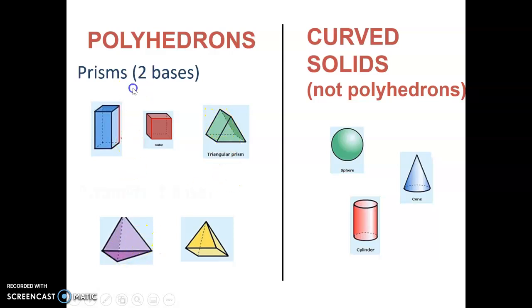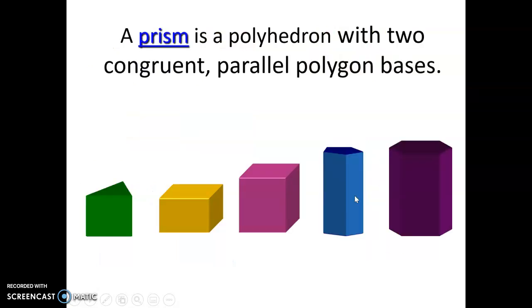Now we have prisms, and other polyhedrons are called pyramids. These only have one base. And you can see here, these have one base and then like a single vertex on top. They are different than the prisms. Okay, let me jump over to curved solids. So sphere, cone, cylinder, all curved solids, not polyhedrons. Let's talk about some more things here.